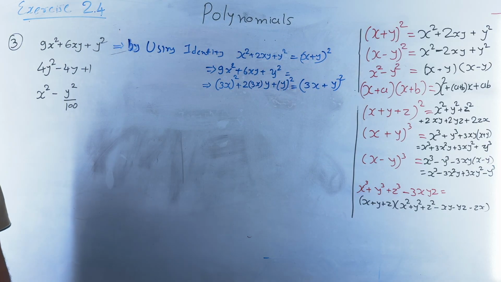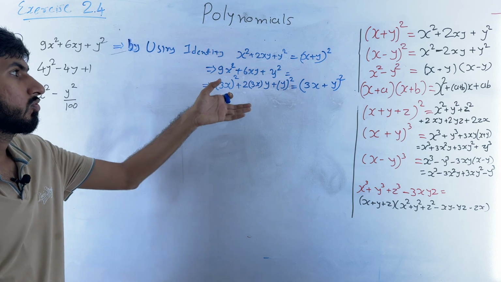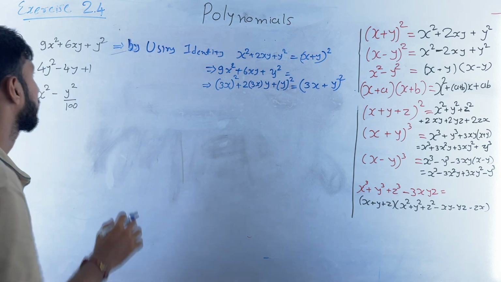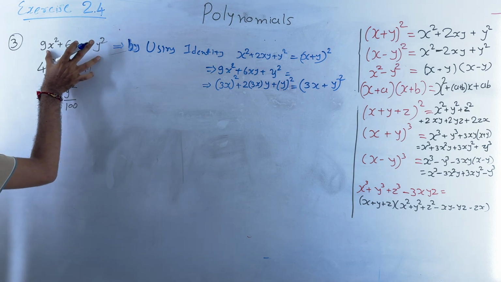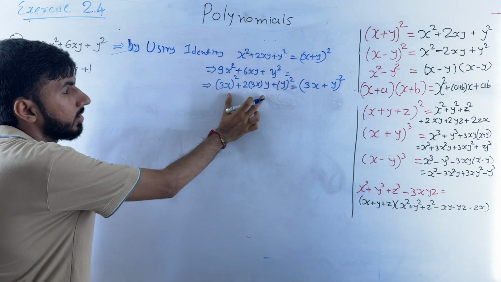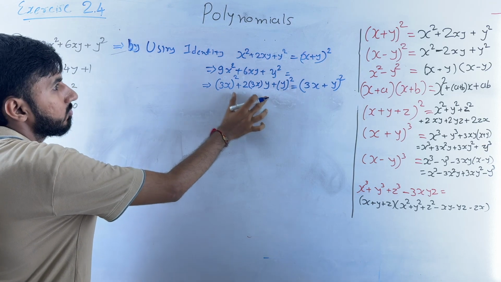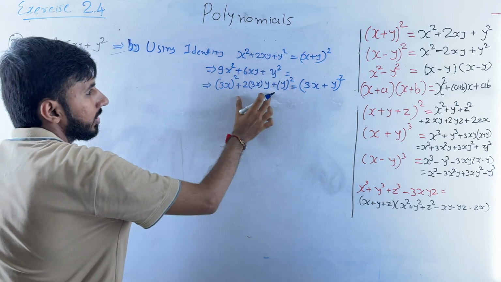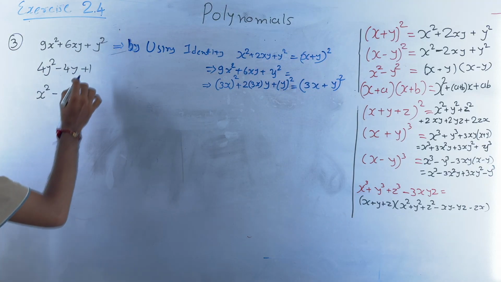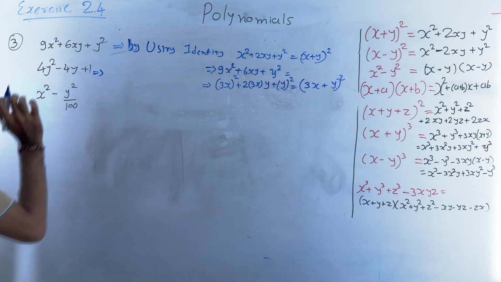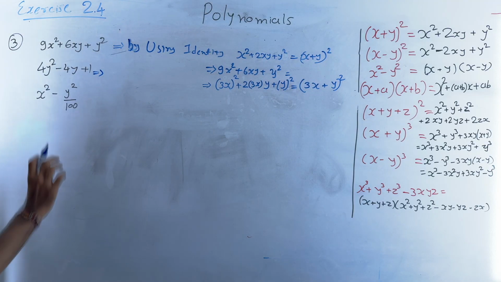If you don't want to do this this way, first of all you have to simplify the question in this form, then after you can write, by using the identity, this equal to this, right. Let us do that in the second question. I have 4y square minus 4y plus 1.